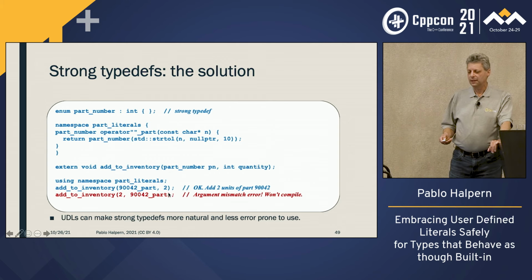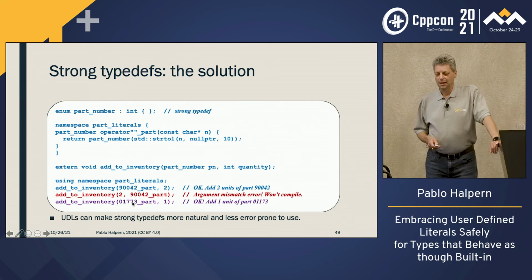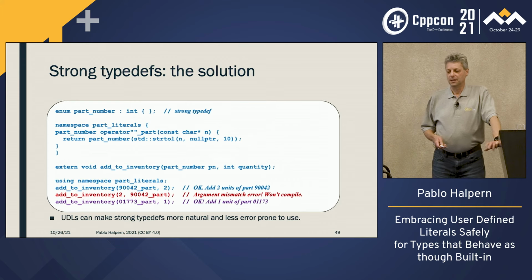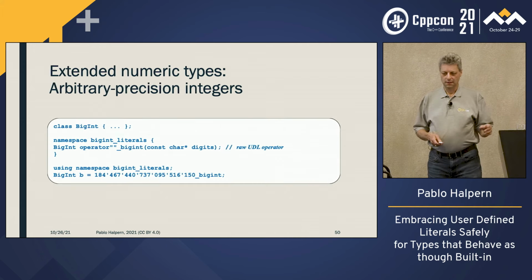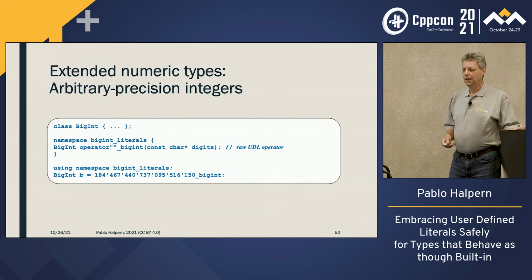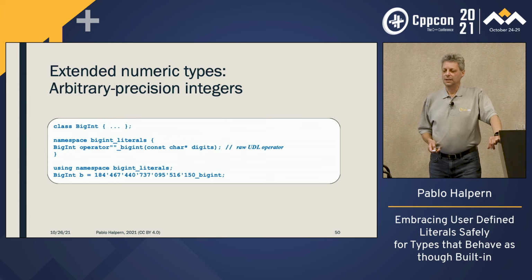No, I'm sorry, it will fail to compile because this second argument is supposed to be an int, and instead we're giving it a part number, right? And then the third one, our third example, not only compiles, but gives you now the right answer because it interpreted the 0 as a decimal number instead of as an octal prefix. So that's another use case, right?